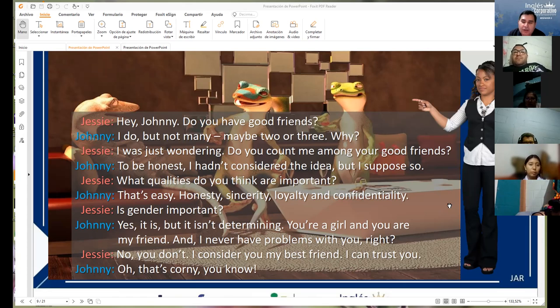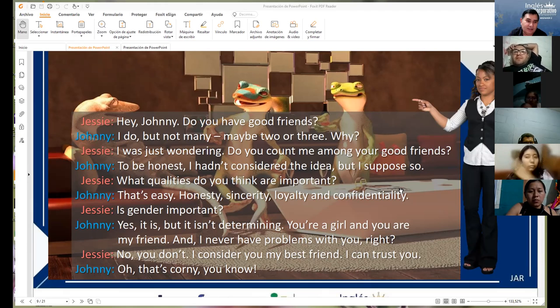What qualities do you think are important? That's easy. Honesty, sincerity, loyalty, and confidentiality. Is gender important? Gender is género, no sexo. Sexo es una actividad y gender es un género. Okay, so we have more like, in passport dice sex, pero tendría que decir gender. Okay, gender. So is gender important?